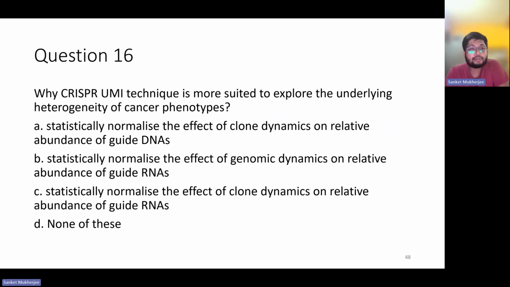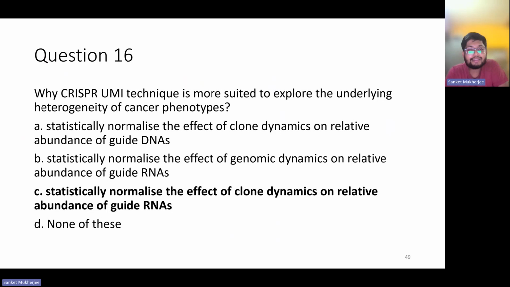Why is the CRISPR unique molecular identifier technique more suited to explore the underlying heterogeneity of cancer phenotypes? A, because it statistically normalizes the effect of clone dynamics on relative abundance of guide DNAs. B, it statistically normalizes the effect of genomic dynamics on relative abundance of guide RNAs. C, it statistically normalizes the effect of clone dynamics on relative abundance of guide RNAs. Or is it D, none of the above? So the answer would be C, statistically normalize the effect of clone dynamics on relative abundance of guide RNAs.